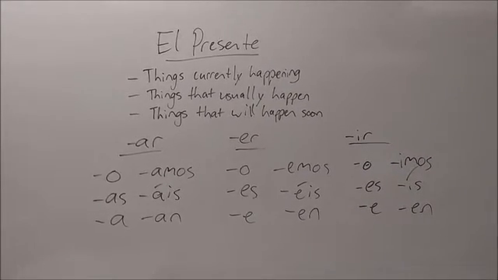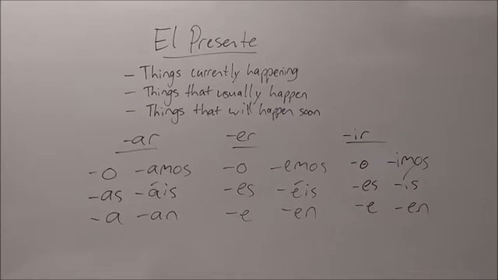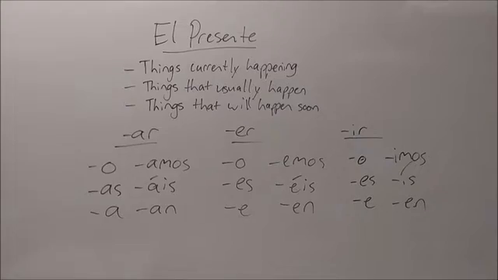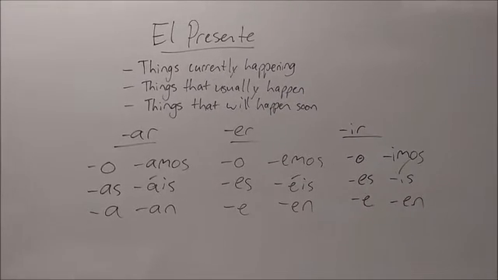Here are the endings. For AR, it goes o, as, a, amos, áis, an. For ER, it goes o, es, e, emos, éis, en. And for IR, it goes o, es, e, imos, ís, en.